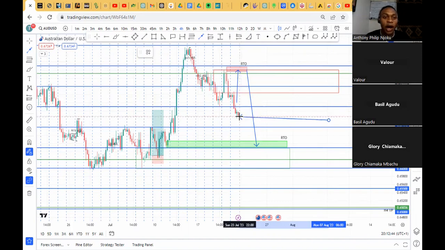You can enter with a descending triangle strategy. You can enter with an ascending wedge strategy. You understand? You can enter with a smart money concept strategy. You understand? But the point is that any strategy you're playing out with, let it align with the news flow. Don't gamble. Because when you take a strategy and just place a trade with it, without it aligning with a news flow, you're probably gambling.